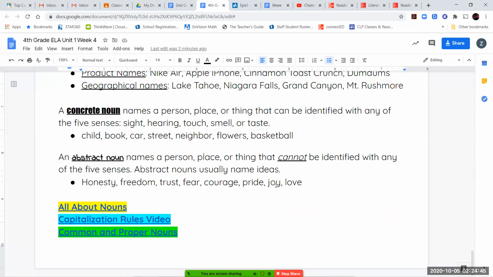Now, an abstract noun is different. It names something about a person, place, or thing that cannot be identified with your five senses. So these are usually ideas.